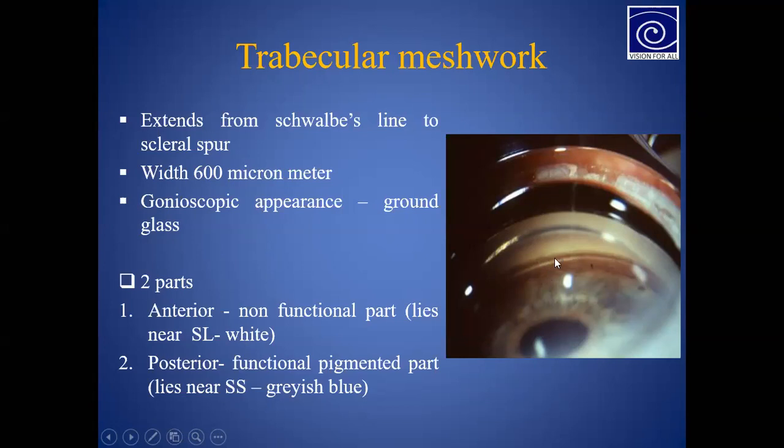By name itself it suggests what the anterior trabecular meshwork and the posterior trabecular meshwork should be. So it has been written here that the anterior trabecular meshwork is a non-functional part that lies near Schwalbe's line, the whitish part of this Schwalbe's line. So the anterior trabecular meshwork will be just near this Schwalbe's line, and the posterior trabecular meshwork will be near your scleral spur, right?